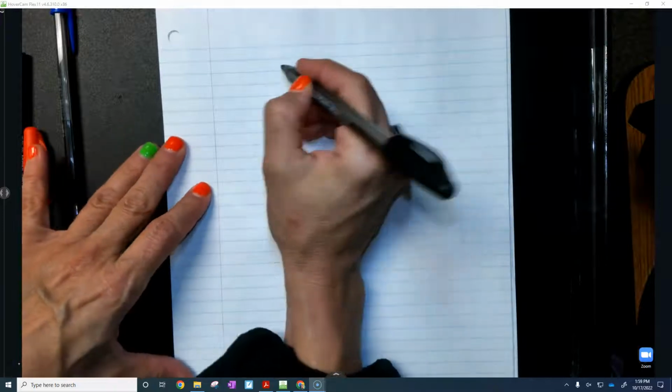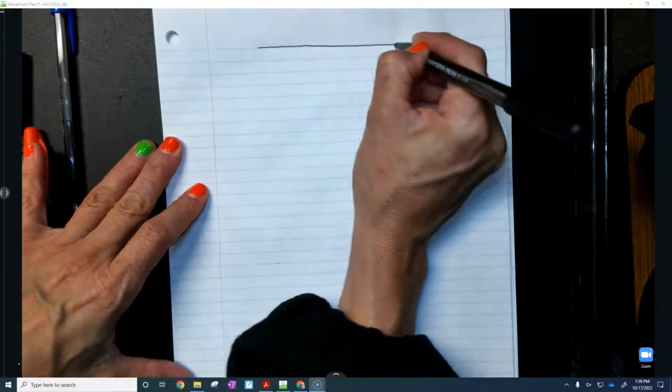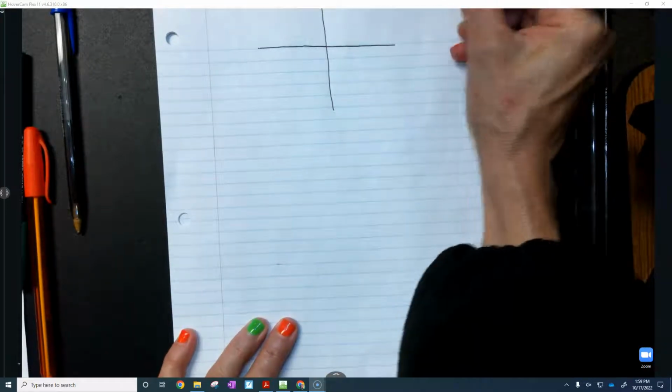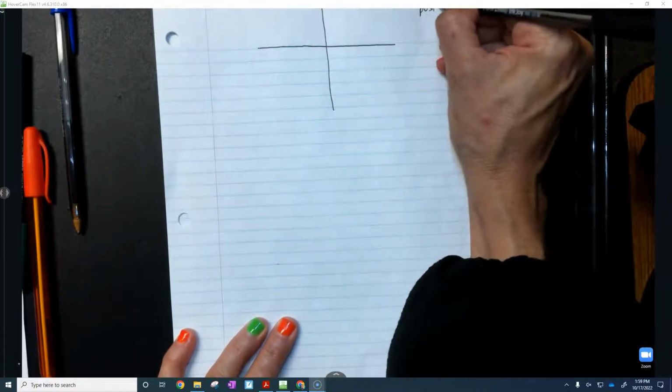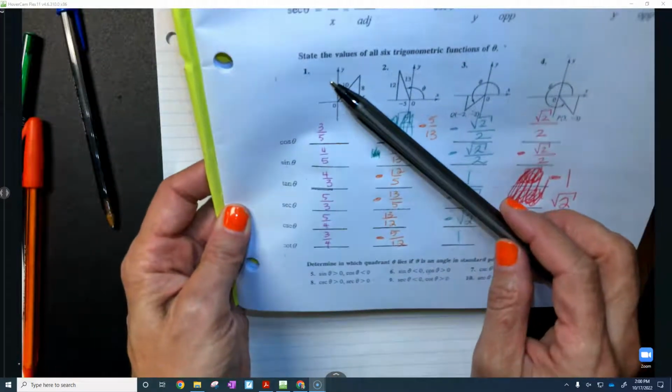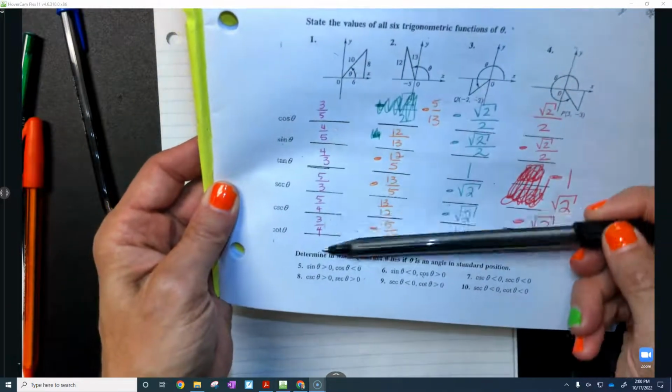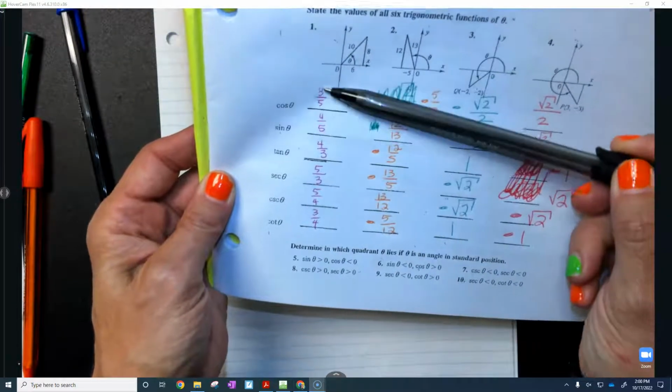Where the positives are. So I'm going to draw myself an x and y axis. And I am just going to focus on the positives. So this is where the positives are. So if you can look at these 4 columns here, column 1, guys, we drew theta in the first quadrant. Let's look at the first quadrant. When theta is in the first quadrant, what do you notice about all of these signs? They're all positive. So where the positives are, they're all positive here.